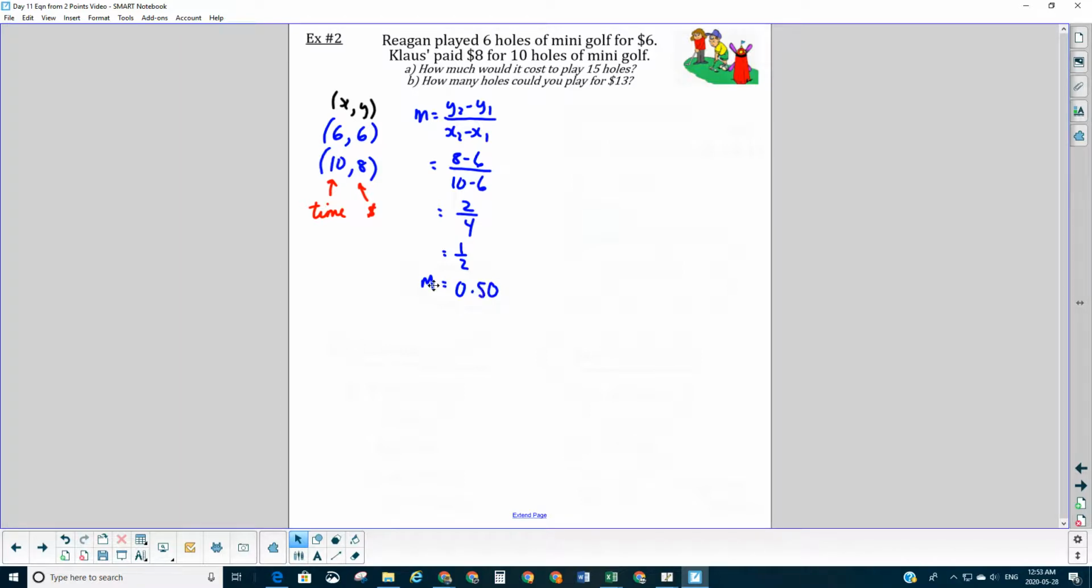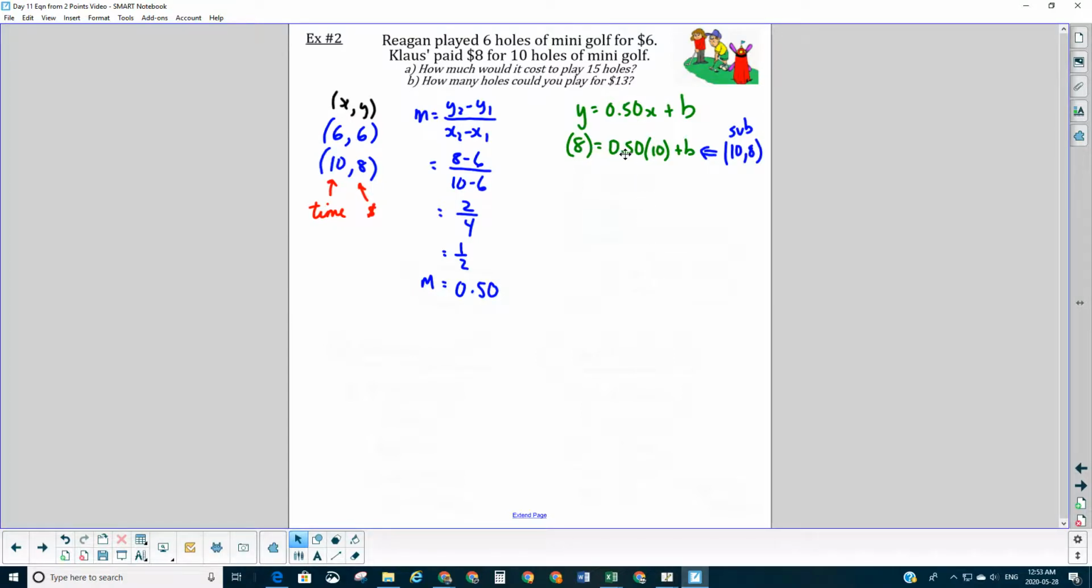And let's just think for a second. Okay, 50 cents. So Klaus paid 4 more holes and only had to pay $2 for 4 holes. That means they must have paid 50 cents per hole. And that means we've got the beginnings of our equation, y equals 0.50x plus b. All right, we now need a point to plug in. And again, I can choose 6, 6 or 10, 8. I'm just going to choose 10, 8 just for fun. The 10 then is your y value. Oh, sorry, careful. The 10 is the x value, and the y value is 8.